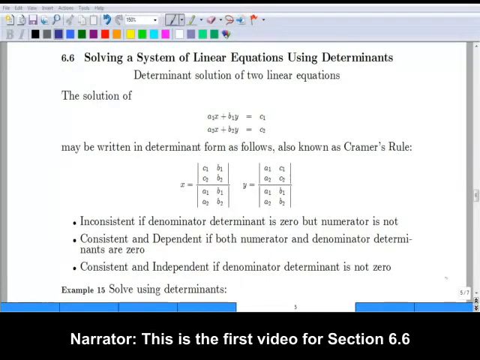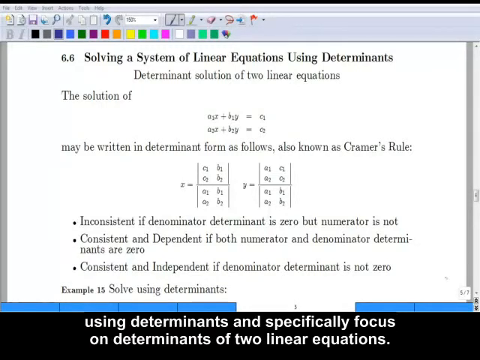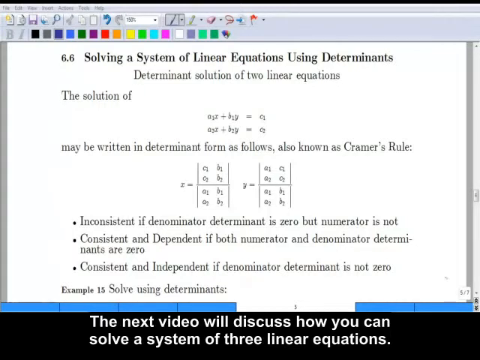This is the first video for section 6.6, and it will discuss solving systems of linear equations using determinants, and specifically focus on determinants of two linear equations. The next video will discuss how you can solve a system of three linear equations.